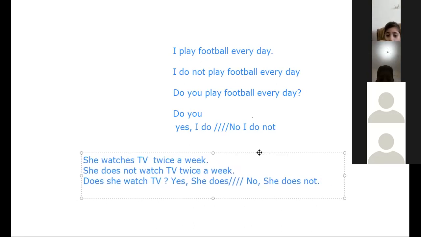Don't write it. I just want you to focus with me, okay? She watches TV twice a week. She does not watch TV twice a week. Notice, we start this question with does. With the third person singular pronouns, she, he, it, we start our question with does.